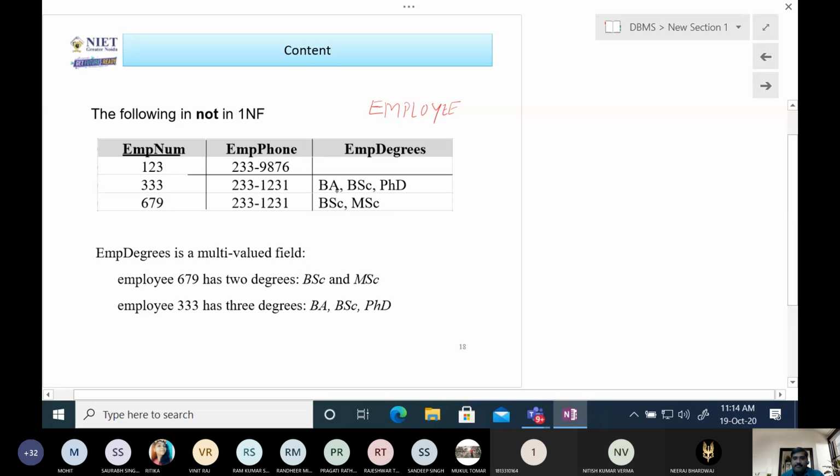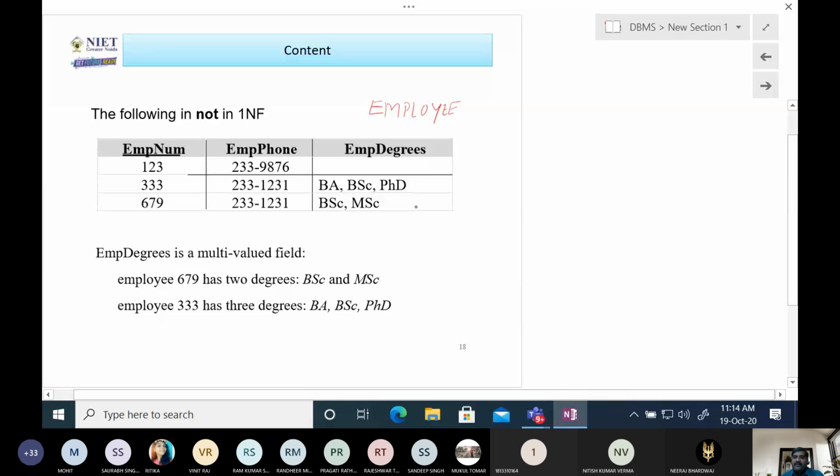In the employee degree column, there are multiple values. Here there are 3 values: BA, BSc, PhD, and in this there are 2 values. Then how will we convert this table into the first normal form? Please let me know. How will we convert this into the first normal form?